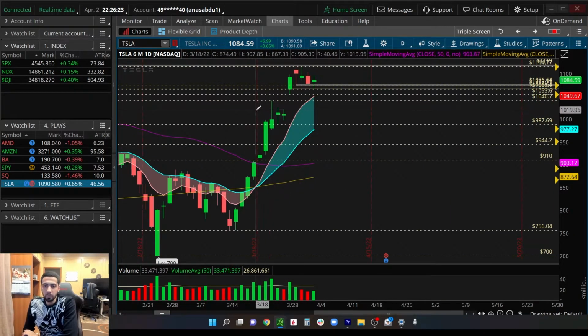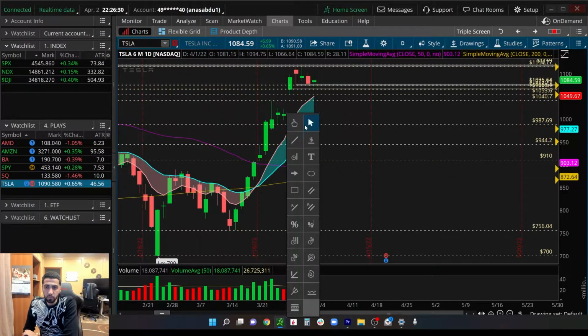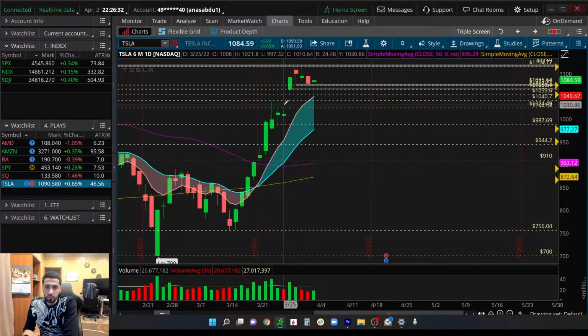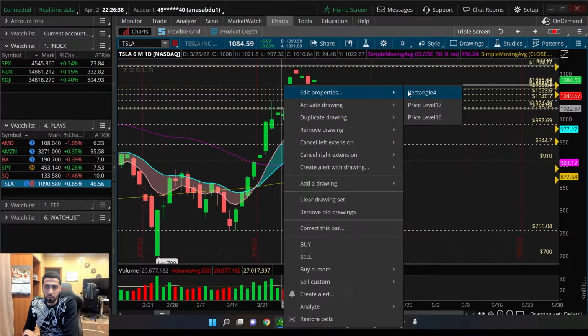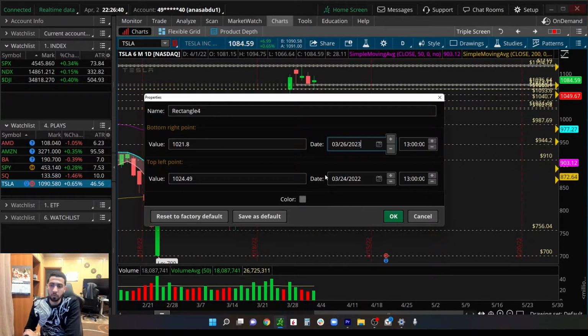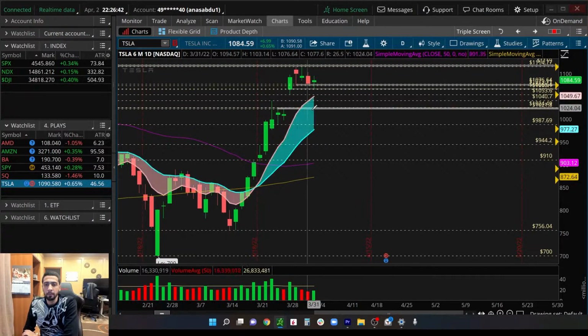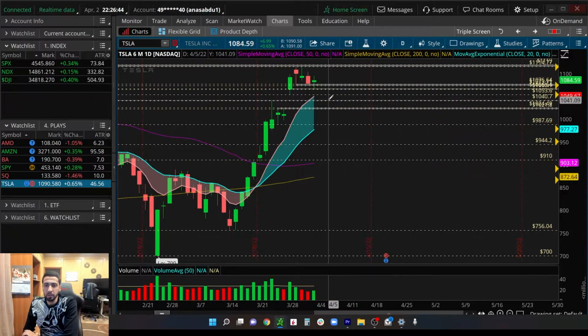All right, so now under 1040, you have these two highs. You have 1024 and 1021. That's one, and that's another one. And since again they're close, I'm drawing it as a zone. Boom. All right, so here's the levels for the downside, and then the levels for the upside from 1076 and up.